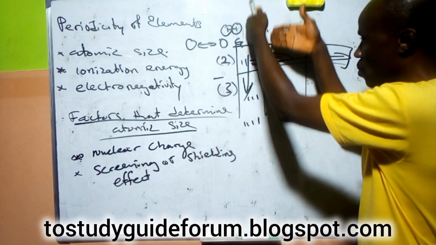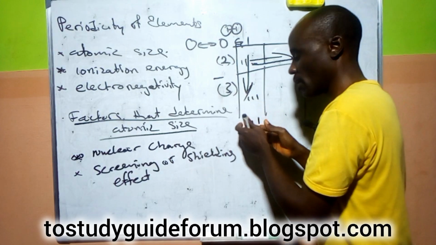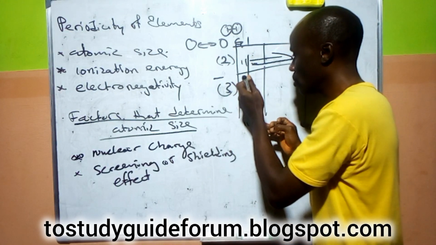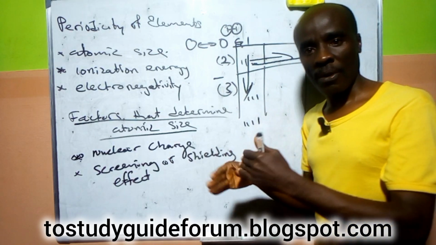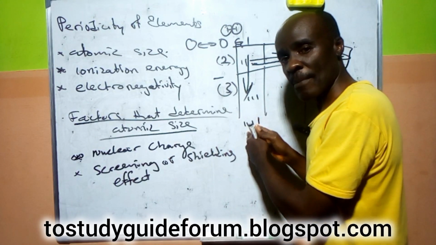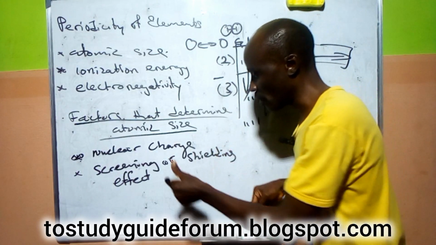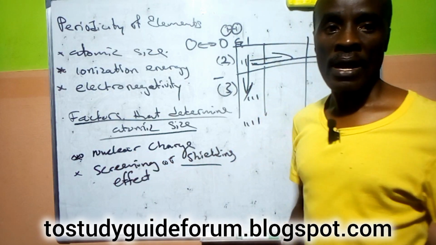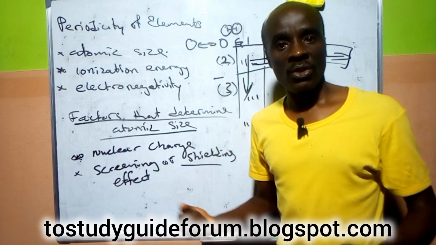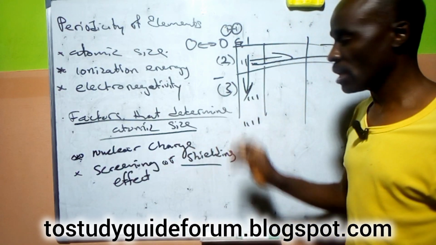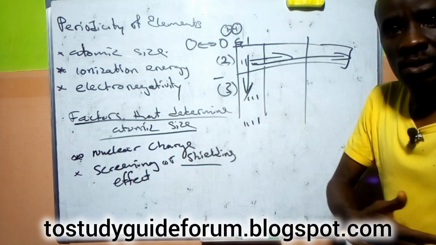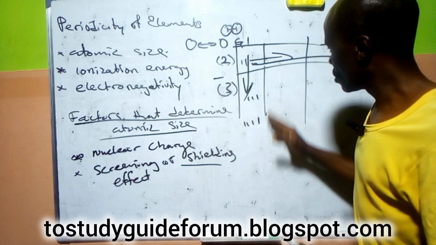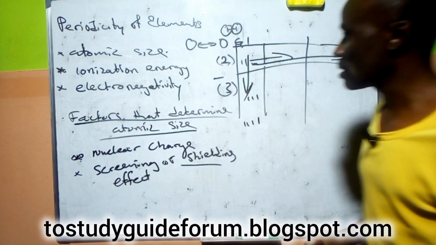Or rather, when you go down the group, because of the difference in number of shells, from 2, 3, 4, due to the increase in number of shells, the screening effect increases, and also the nuclear attraction, the attraction of the nuclear charge to the electrons, drawing them to the center of the atom, is reduced. Do you understand? So this is another thing that happens there.